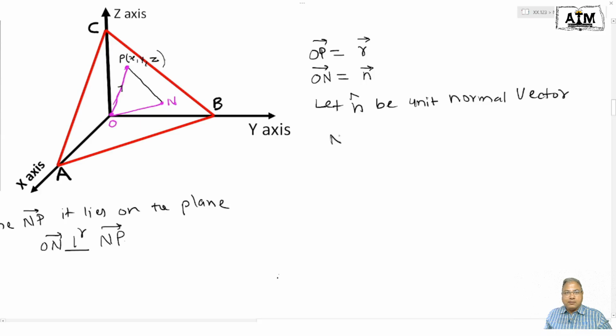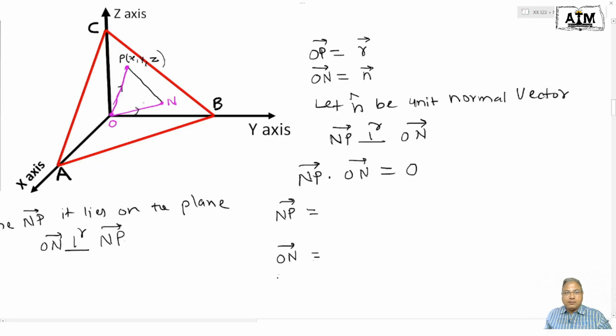Since vector NP is perpendicular to vector ON, both are perpendicular to each other. Therefore, the dot product of NP and ON must be equal to 0. Whenever two vectors are perpendicular to each other, their dot product is always 0. Now, how to find out vector NP and vector ON? That is the next target.